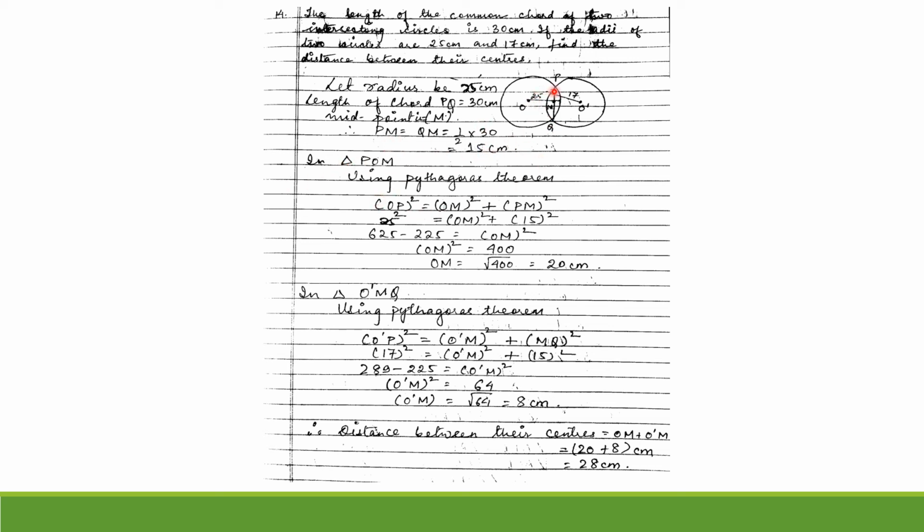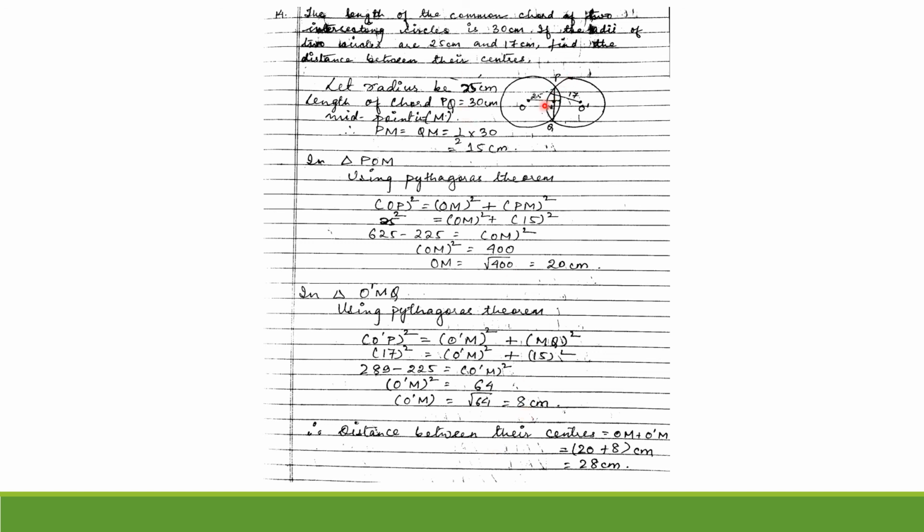Now comparing triangle POM using Pythagoras theorem, we can get the distance of the center of the first circle from the chord, that comes to OM, which is equal to 20 centimeter. That can be calculated using Pythagoras theorem. Similarly, for the second triangle also, we are given the radius already. We need to find out the distance of the chord from the center here, and we also know the length of PM or MQ here. Using the formula, we can find out the line O dash M here. So this we got 8 centimeter.